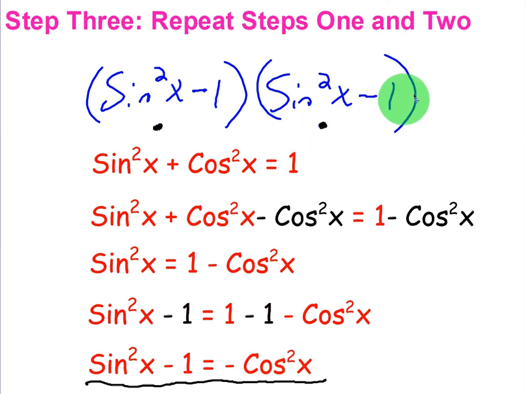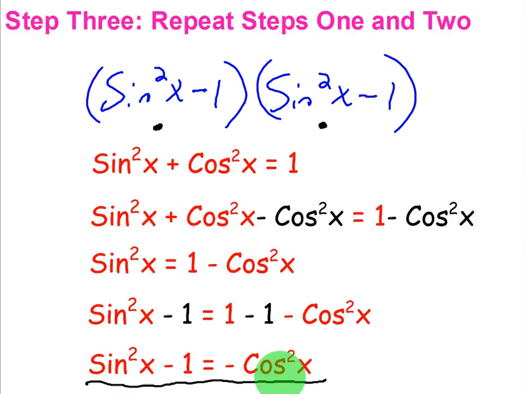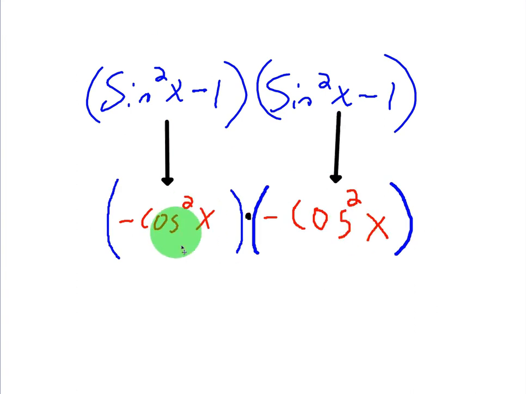We can do that for both of these since they're both the same. So now we're going to take sine squared minus 1, replace it with negative cosine squared, and do that for both of them. And again, step 3, we're just repeating steps 1 and 2. Now that we've simplified using Pythagorean identities, now can we factor it? Since we're going to repeat step 2. No, this cannot be factored.